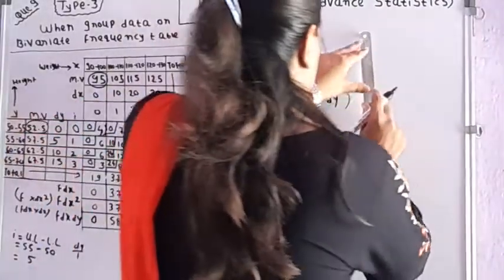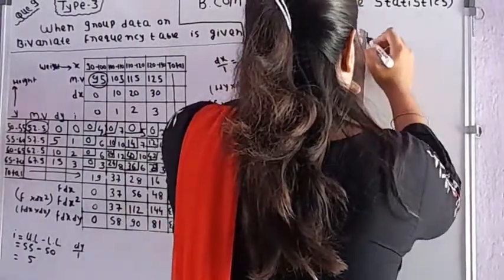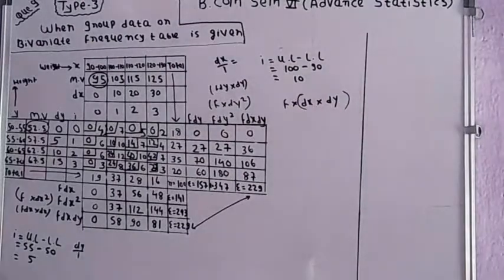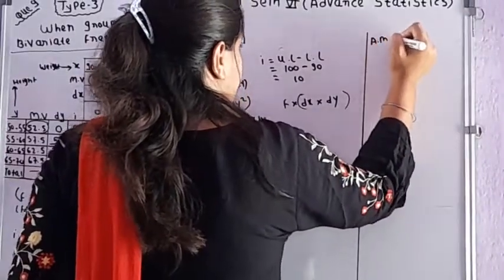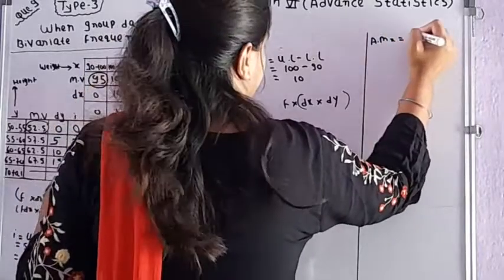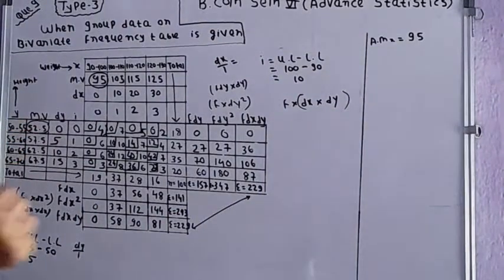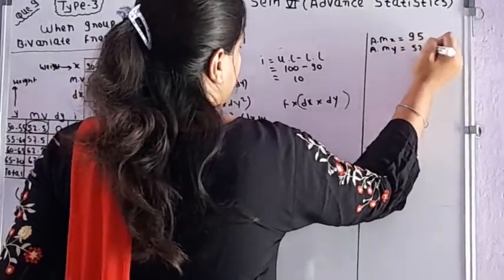Okay. Now, as we lack space, we are going to note down the important things which we need to put into the formula, and then we are going to erase this table and move forward. We require the assumed mean. The assumed mean of x series is 95. After that, the assumed mean for y series is 52.5.